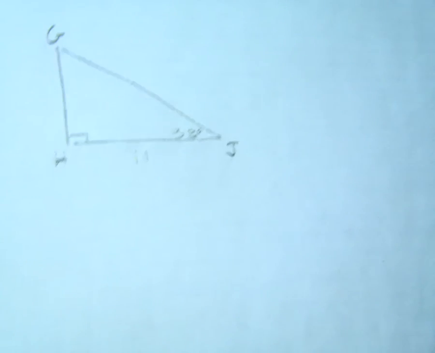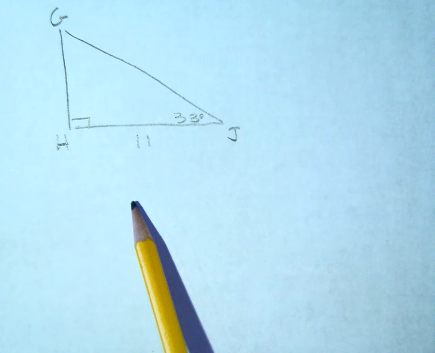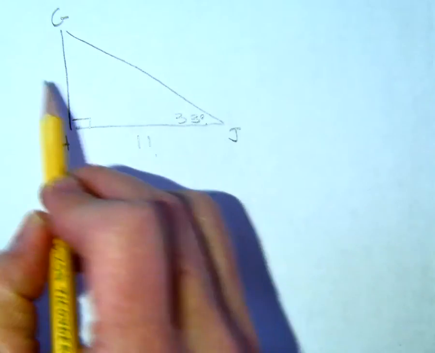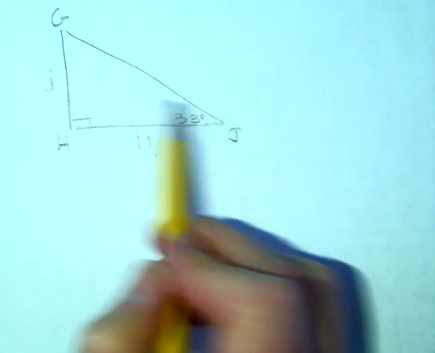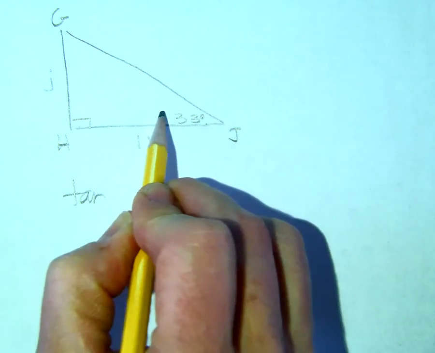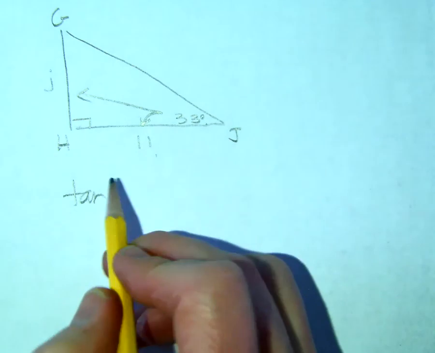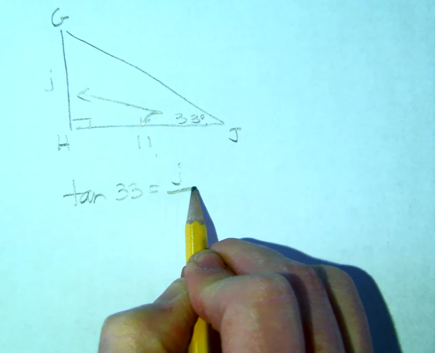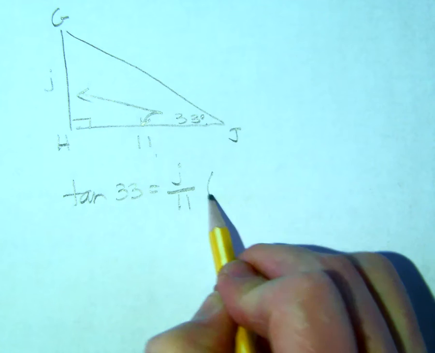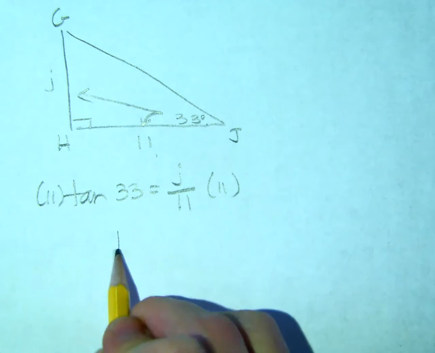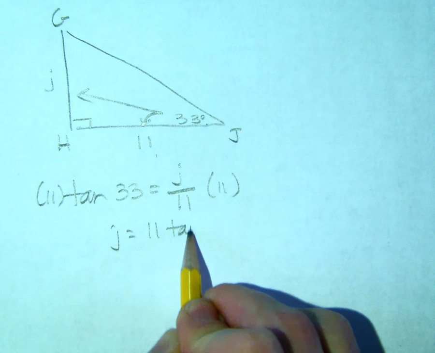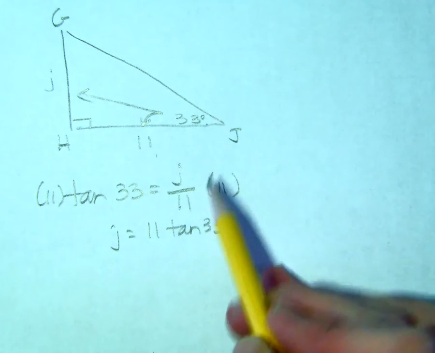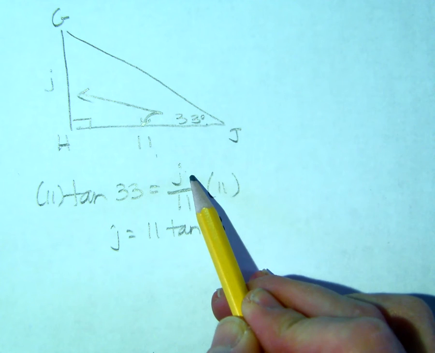Let's do the third one. This one's a little different. Now I'm just given a side and an angle. So I'm looking right at this and I'm saying, hey, I want to find this side, J. So I would say the tangent, that's my opposite, and that's my adjacent. So I would say the tangent of 33 is equal to my opposite side over my adjacent side, 11. And then I can multiply both sides by 11, and I get j equals 11 times the tangent of 33. Obviously, it's nice to make a ratio where your unknown is in the numerator.